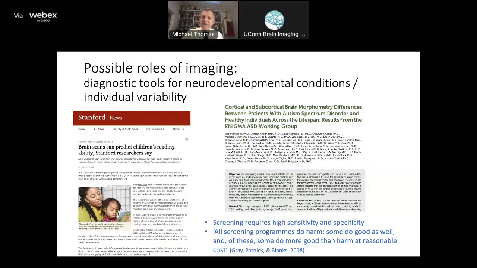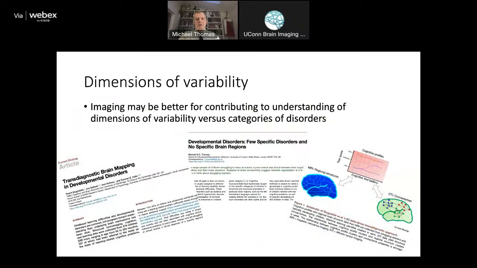Okay, so general skepticism there about whether you can use brain imaging techniques for diagnosis in education. An area, though, where you may be able to use this kind of research is a little bit more on the basic side, and this is to use imaging to feed into a better understanding that you don't really have discrete categories of developmental disorders, that really these are dimensions of variability. And perhaps the brain imaging evidence is a convergent way to understand what those dimensions are.